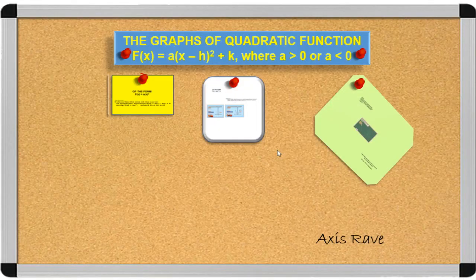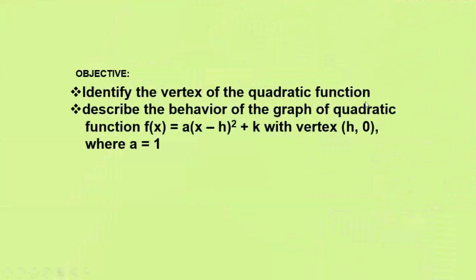Okay, guys, let us continue our discussion of the graphs of quadratic functions. This time we have this as our objective. At the end of this video, I hope you are able to identify the vertex of the quadratic function, and also describe the behavior of the graph of the quadratic function defined as the product of a and the square of the difference of x and h plus k, with vertex h, 0, where a is equal to 1.